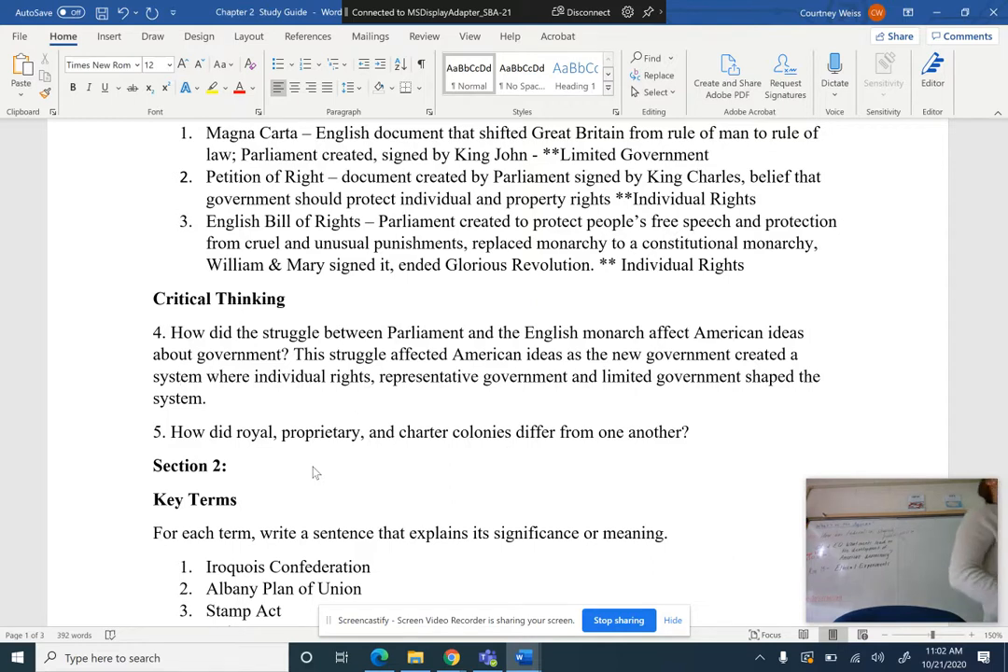In addition to that, we had a representative government, meaning that the people in government represented what the people wanted, right? In addition to this, individual rights. We secured individual rights in our Bill of Rights as well. That was our main idea. When we were shaping our government, we wanted to make sure that these three ideas were preserved. That's how that struggle influenced us.